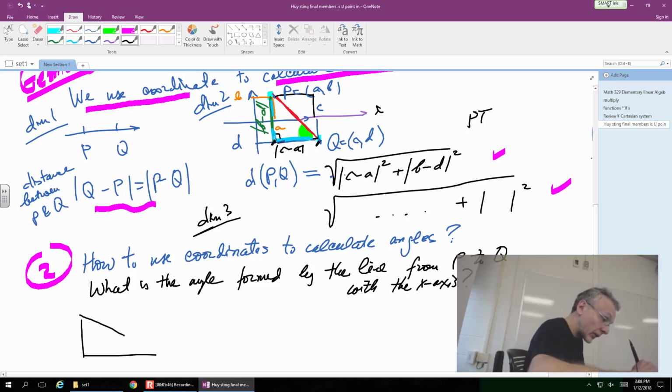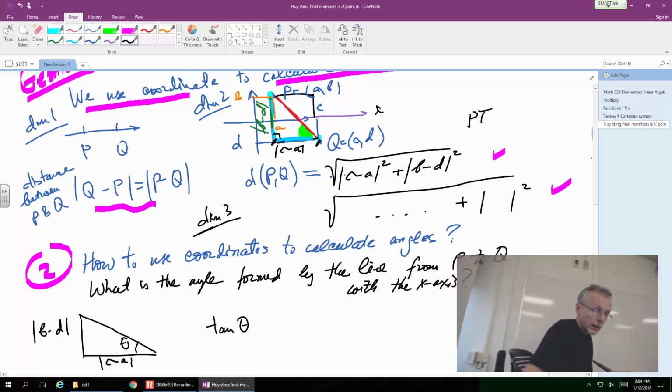Trigonometry, right? Specifically, what's the function? It's inverse tangent. So this is c minus a, and this is b minus d. If this is the angle we're talking about, say theta, then tangent theta is equal to the opposite over the adjacent, so b minus d over c minus a. As you can see, it can be done, even though it is a bit awkward, and we'll certainly see better ways to do it.